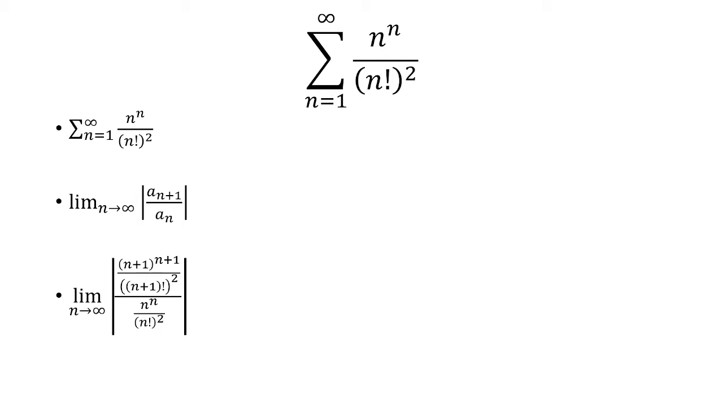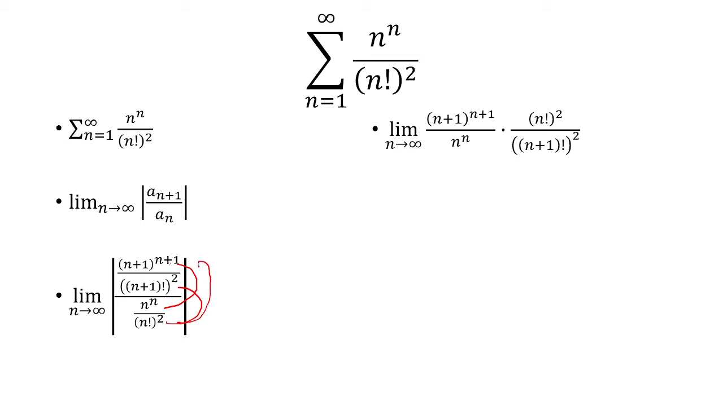And so here, the trick is to treat these two as one fraction and then these two as another fraction. So we'll have n plus 1 raised to the n plus 1 over n to the nth power. And then the bottom two fractions, this guy actually goes on the top. So it's like n factorial squared over n plus 1 factorial squared.